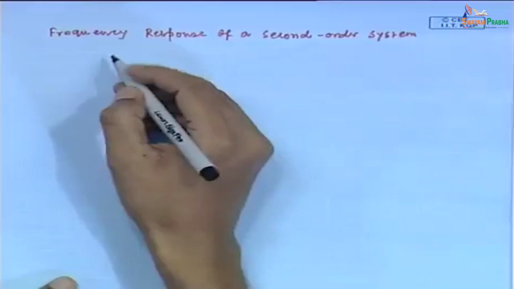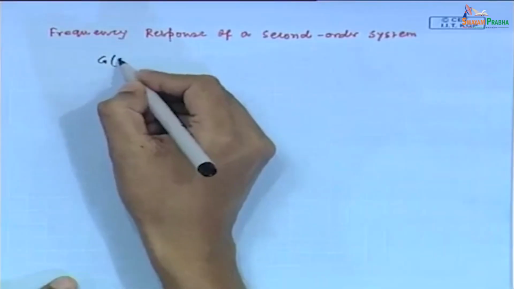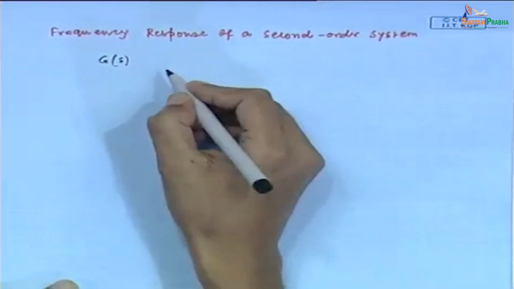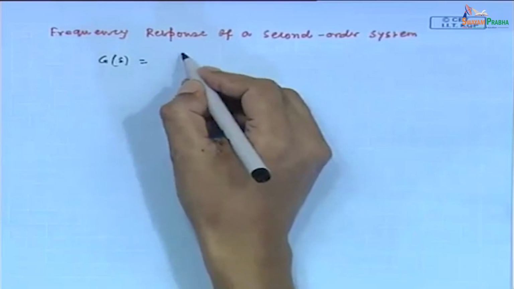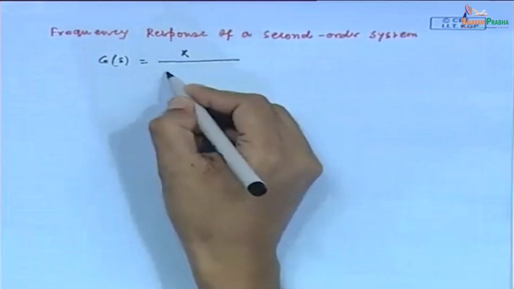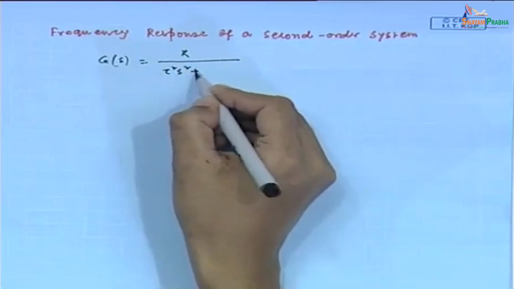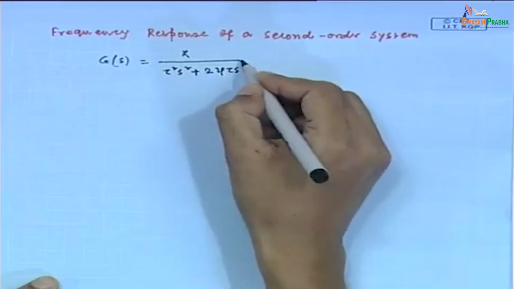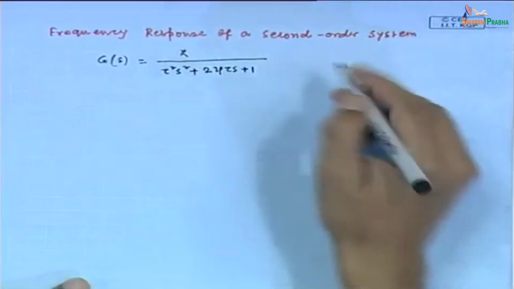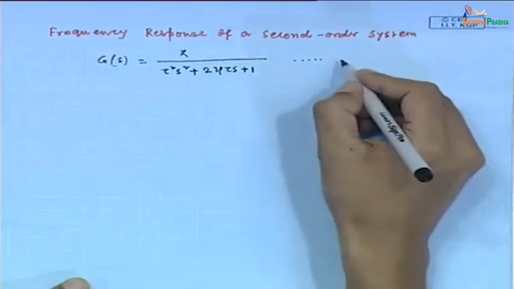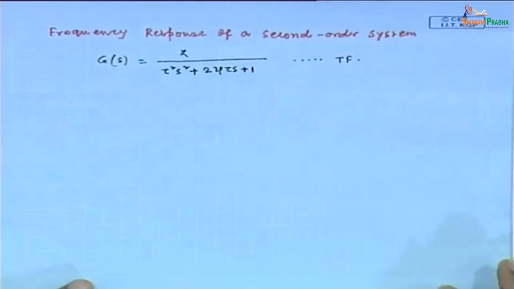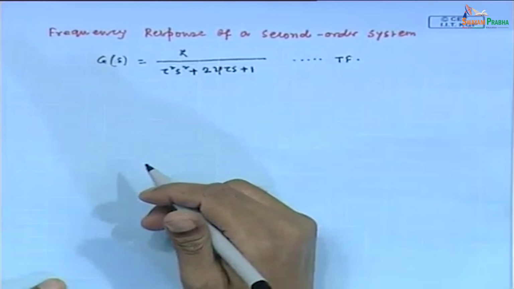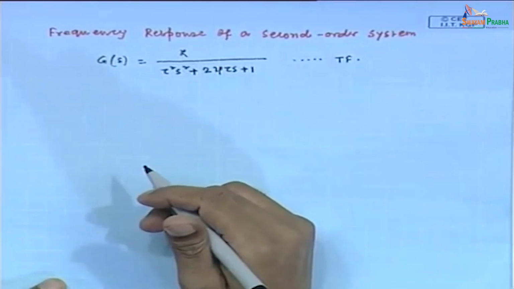The transfer function of a second order system in general form can be written as k divided by tau square s square plus 2 zeta tau s plus 1. This is the transfer function of a second order system in general form. Now we will follow the different steps for frequency response analysis.